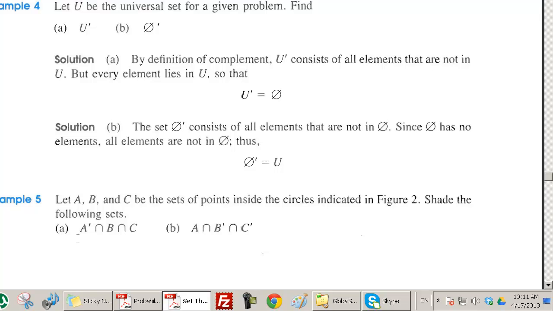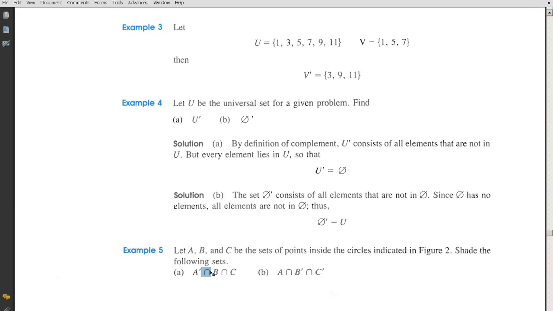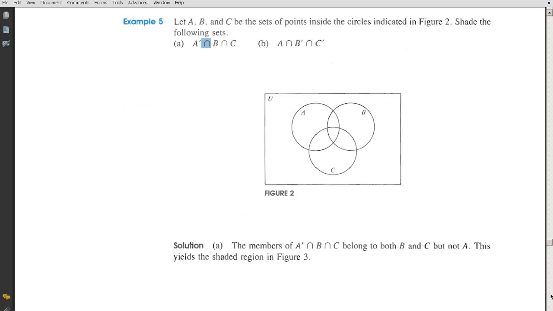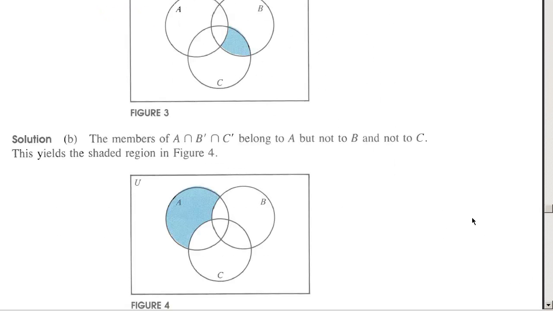So we can combine set operations. We can look at a statement with intersections and primes in them, or intersections and 2 primes in them, and so on. So they ask you to find A prime intersect B intersect C in this. So it ends up something like this. You can check these yourself.